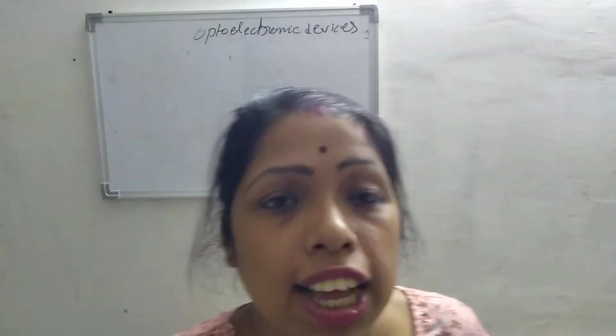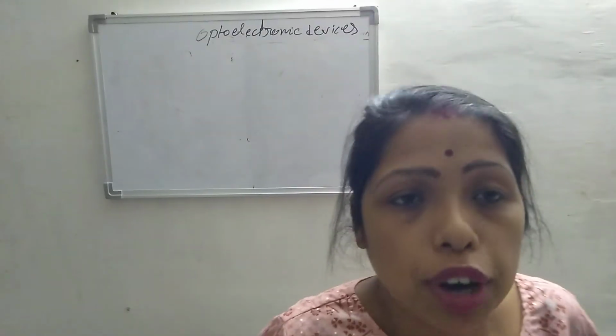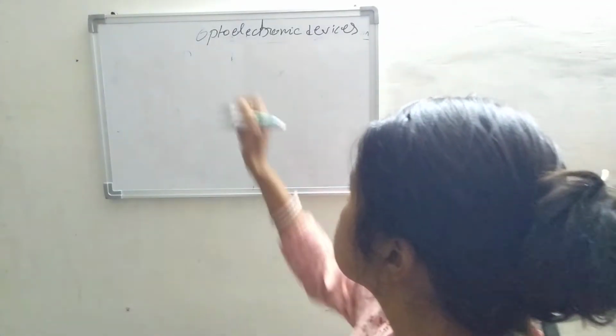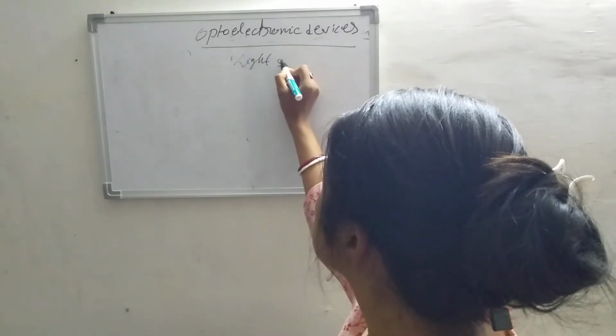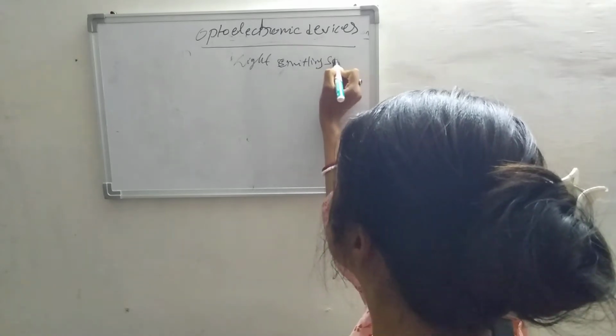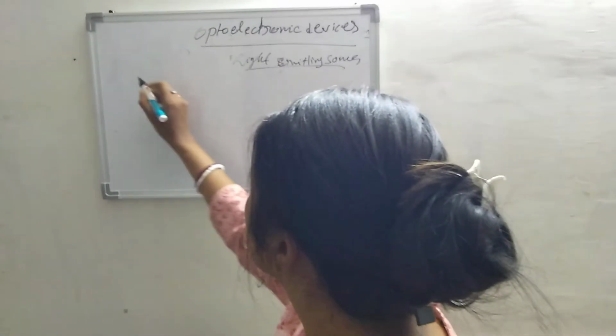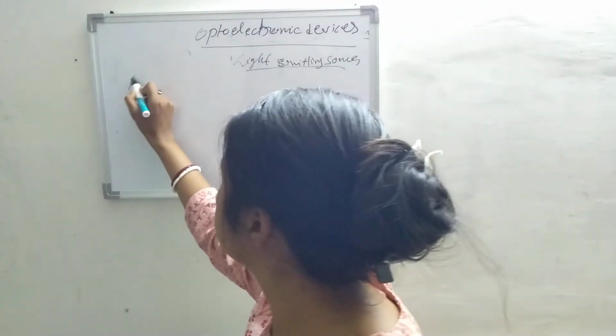Hello friends, today I am going to discuss some types of optoelectronic devices. Last class I discussed the light emitting sources. Now, apart from the light emitting sources, there are other types.